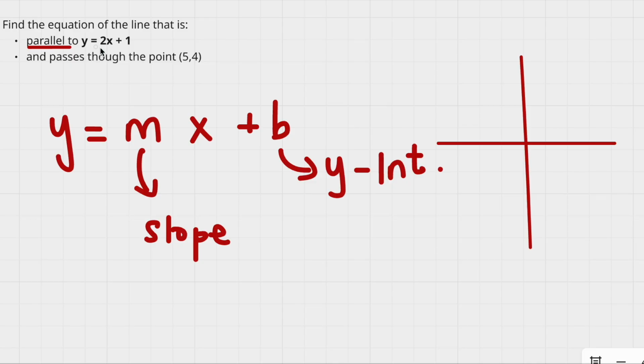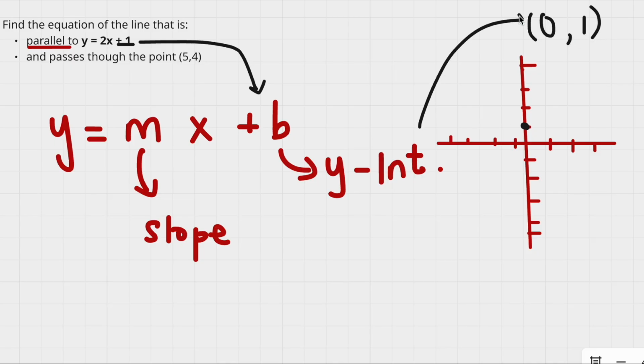So if we have a line y equals 2x plus 1, the plus 1 is your b value. That's here on the y-axis. So the point is 0 for x, 1 for y. This is your y-intercept, and that's the point that your line will pass through.